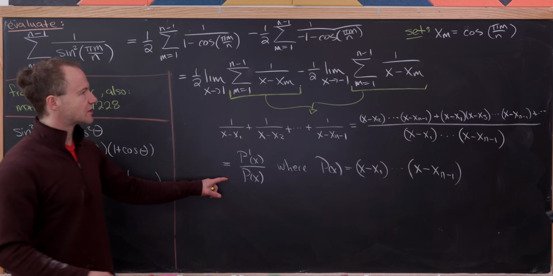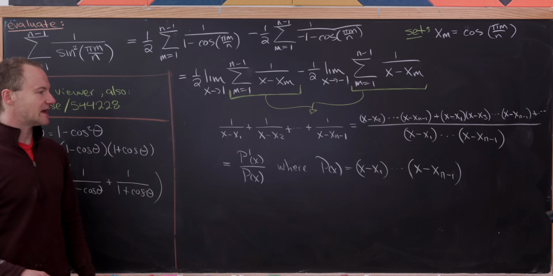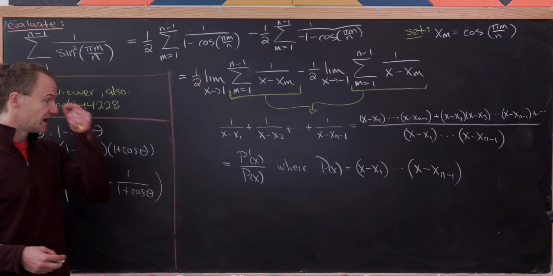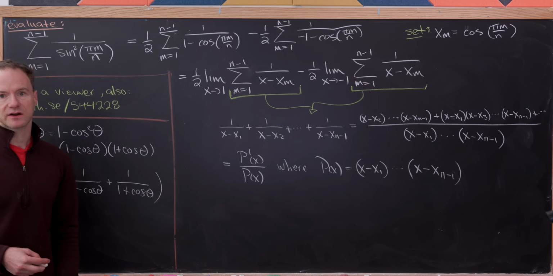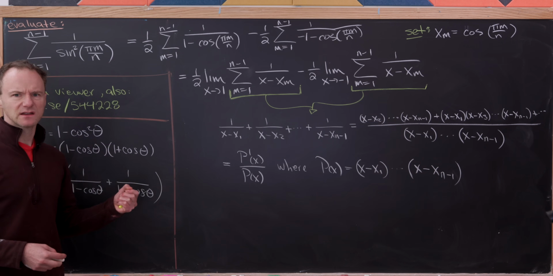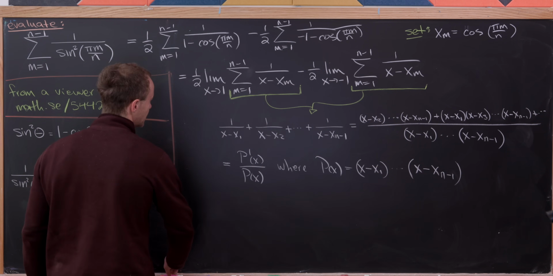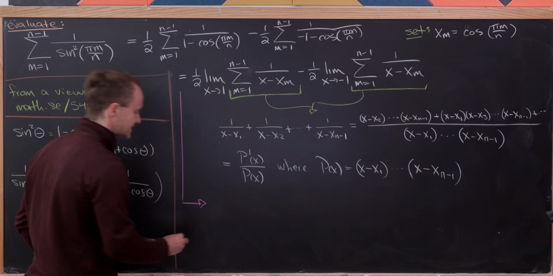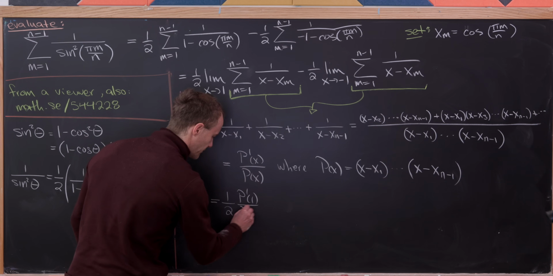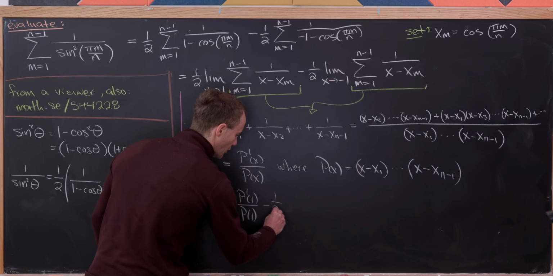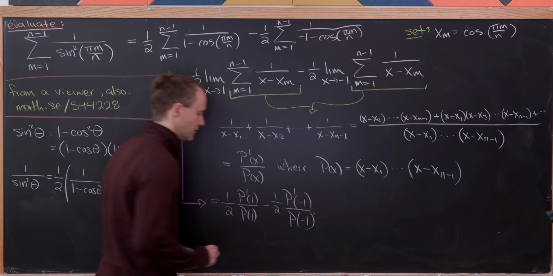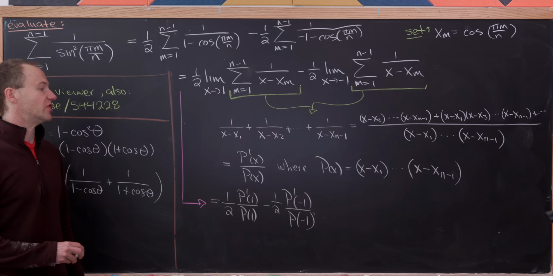But now let's observe that since none of those x_m numbers are equal to 1 or negative 1, that means that this type of object right here is continuous at 1 and negative 1, meaning that taking a limit is the same thing as plugging things in. All of this is to say that we can rewrite this line as 1/2 times p prime of 1 over p of 1 minus 1/2 times p prime of negative 1 over p of negative 1. Now we just have to determine those.